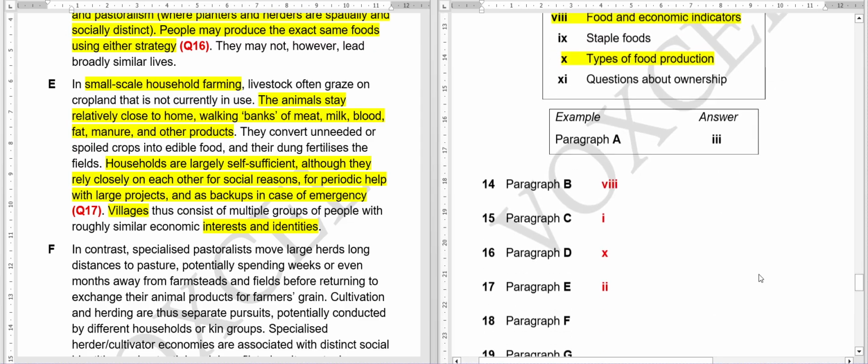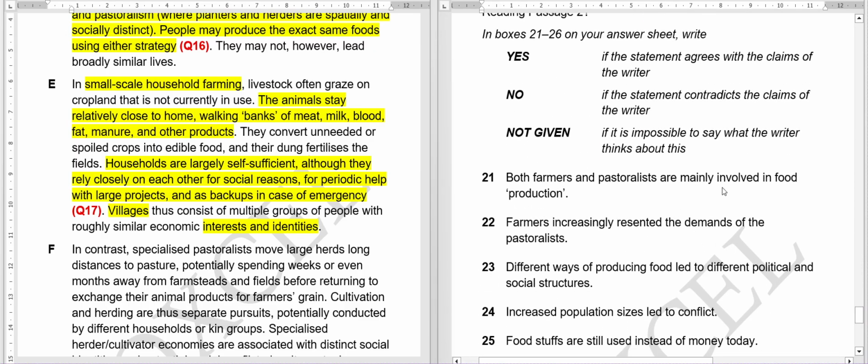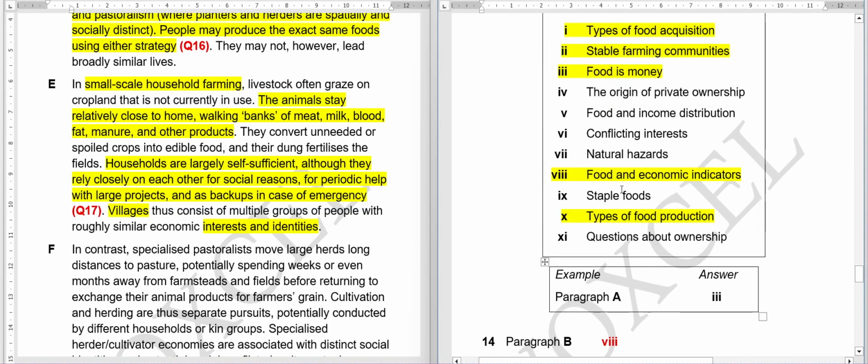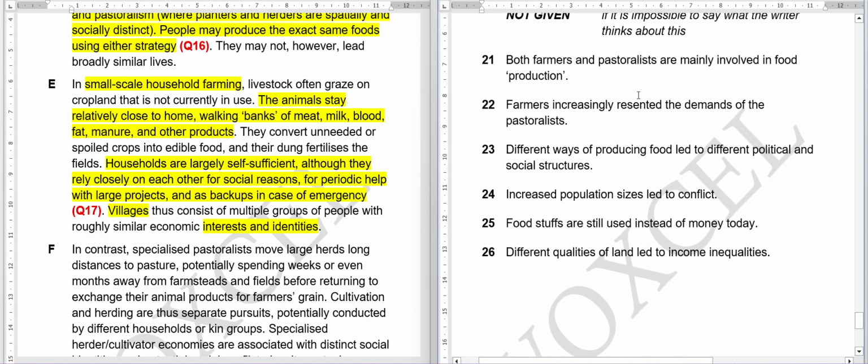Now let's see the next question. Both farmers and pastoralists are mainly involved in food production. Is there any mention of this? There is no mention of farmers or pastoralists here. Okay, so can you tell me the meaning of this particular word, resented? Yeah, dislike. So farmers increasingly dislike the demands of pastoralists. Basically, if somebody is disliking somebody, there should be some kind of conflict. So I'm thinking that wherever this option might be, our answer might be in that particular paragraph. But let's see, we cannot say anything for sure. But these are quite similar, so I got excited about that.